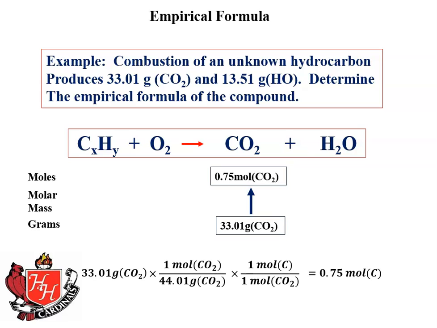So the reasoning goes like this. All the carbon that's in the carbon dioxide had to come from that CH compound over on the left. There's no place else it could have come from. So if we know we have 0.75 moles of carbon in CO2, we must have 0.75 moles of carbon in that CH compound over on the left side of the equation. So we now know the moles of C in the hydrocarbon compound.